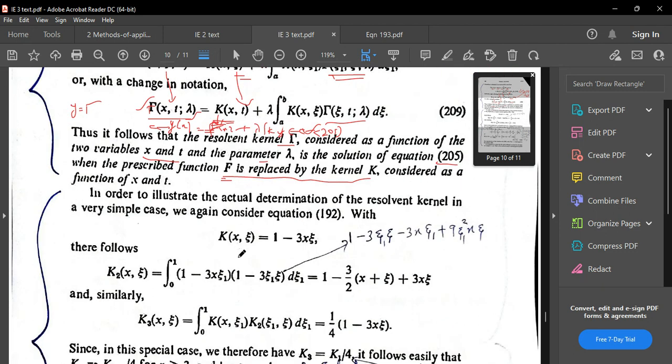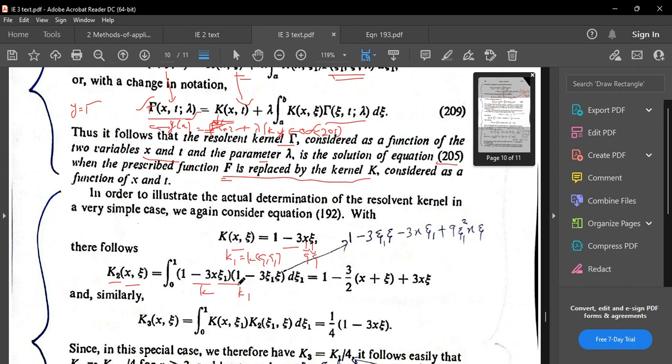So then next is a problem. If a kernel is of this form, what will be k2? By definition, k2 is equal to this capital K into k1. K1 is k of psi 1. What is k of psi 1? 1 minus 3 x psi, where x is replaced by psi, and psi is replaced by psi 1. So k into k1, this k2 we have defined.